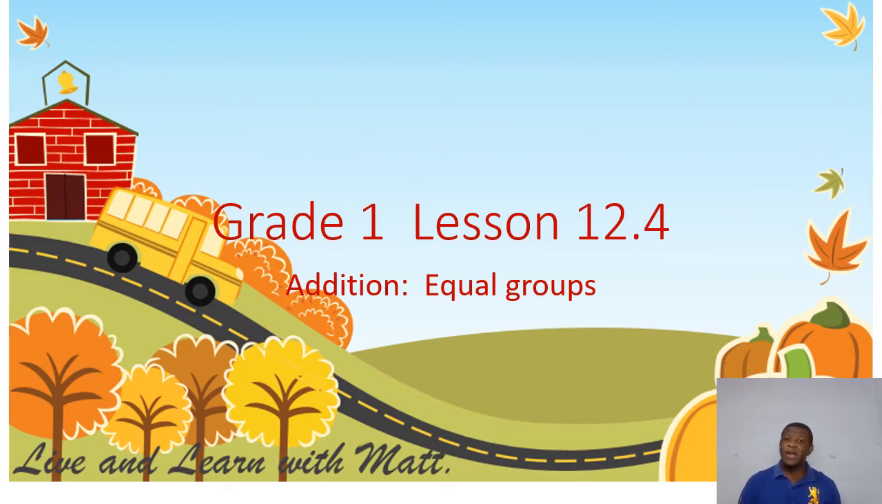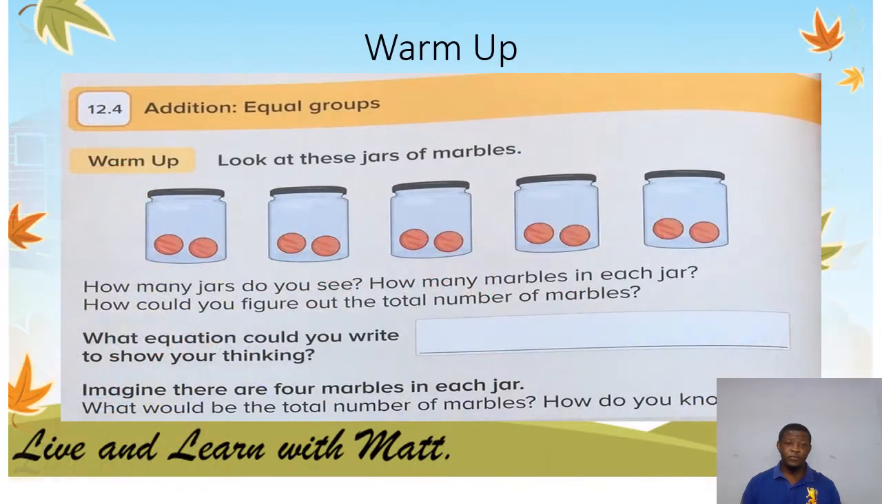Today, we're going to take a look at lesson 12.4, equal groups. Now, let's take a look at the warm-up. Look at these jars of marbles. How many jars do you see? That's 5. That's correct. Now, how many marbles in each jar? That's 2. Correct. Now, how could you figure out the total number of marbles without counting them?